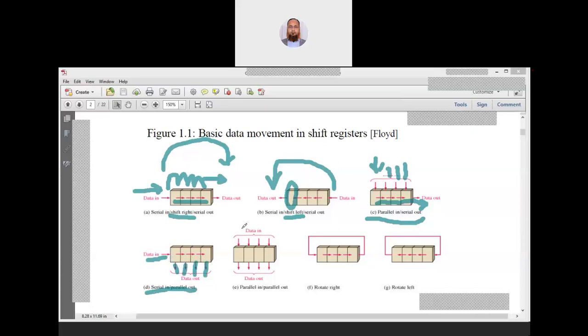Then there is parallel in and parallel out. All the data is going parallelly, and all the data we are tapping out parallel. So this is parallel in and parallel out.